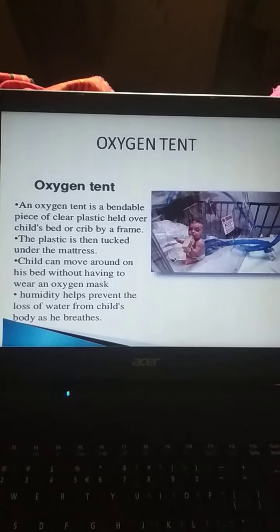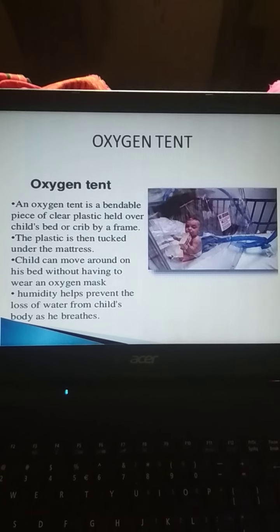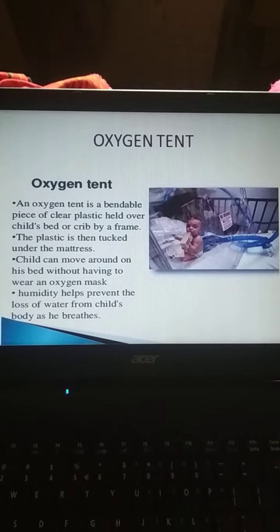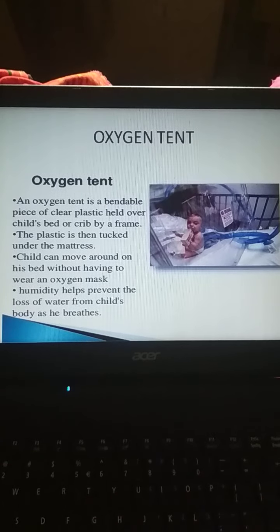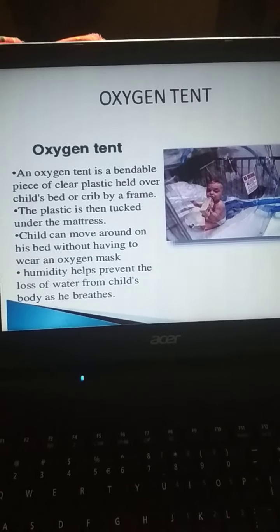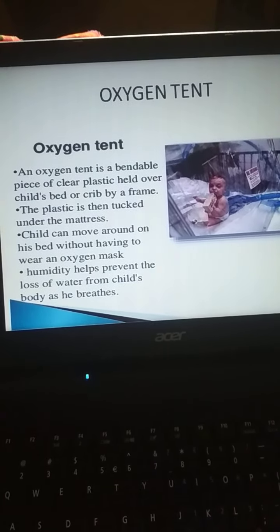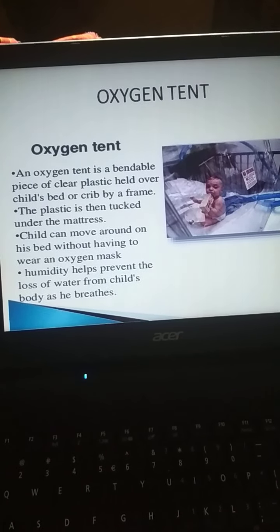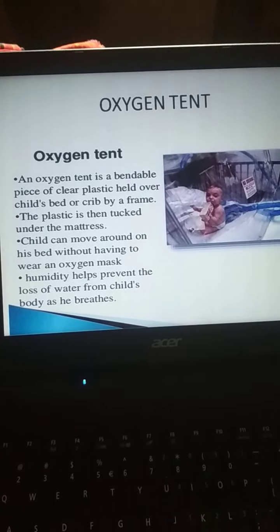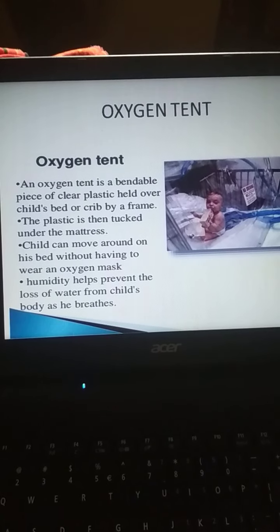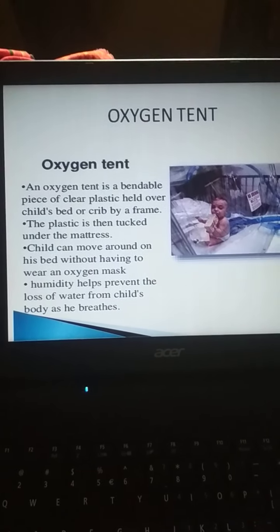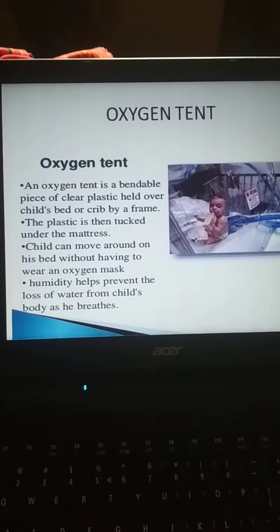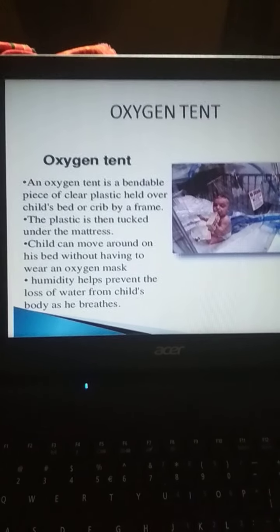An oxygen tent is a bendable piece of clear plastic held over a child's bed or crib by a frame. The plastic is then tucked under the mattress. The child can move around on his bed without having to wear an oxygen mask. Humidity helps prevent the loss of water from the child's body as he breathes.